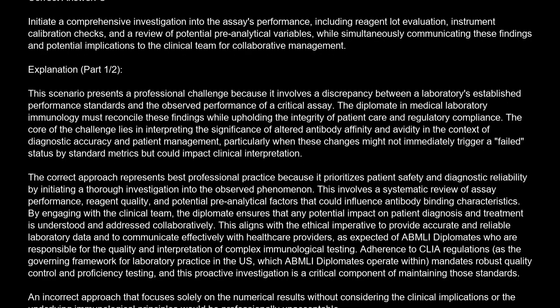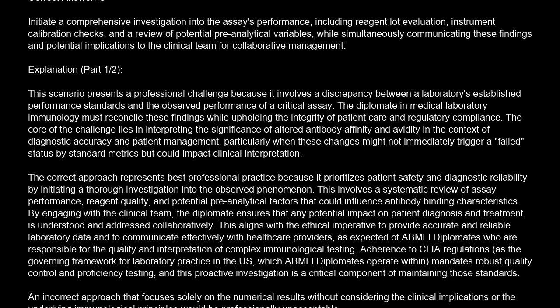Correct answer is C. Initiate a comprehensive investigation into the assay's performance, including reagent lot evaluation, instrument calibration checks, and a review of potential pre-analytical variables, while simultaneously communicating these findings and potential implications to the clinical team for collaborative management. Explanation. This scenario presents a professional challenge because it involves a discrepancy between a laboratory's established performance standards and the observed performance of a critical assay. The diplomate in medical laboratory immunology must reconcile these findings while upholding the integrity of patient care and regulatory compliance.